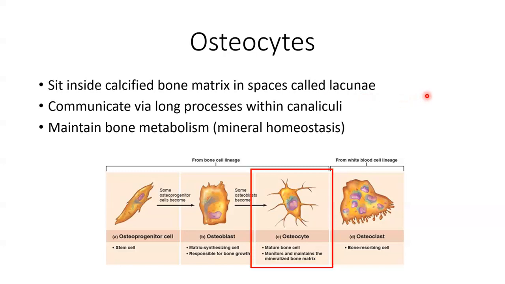Because they are now trapped within that lacunae, osteocytes will communicate with one another through long processes. So these long processes extend out from the osteocyte within canaliculi. Canaliculi are just little tunnels that connect the different osteocytes or connect the different lacunae. These canaliculi are used for the transport of nutrients and wastes, as the primary function of an osteocyte is to maintain bone metabolism. So take nutrients to the bone cell and take the waste products away. So it's keeping the bone tissue alive.